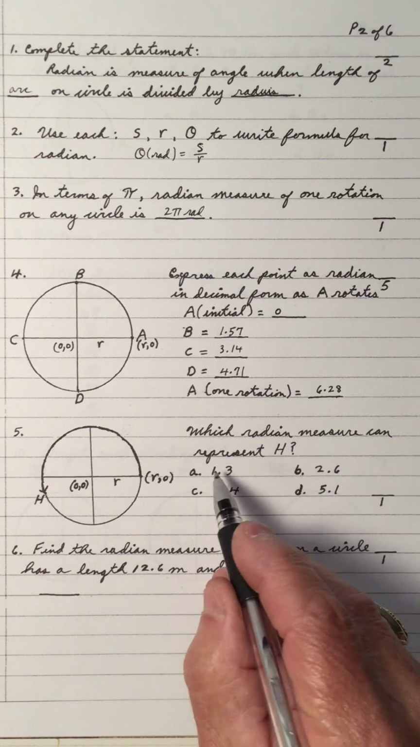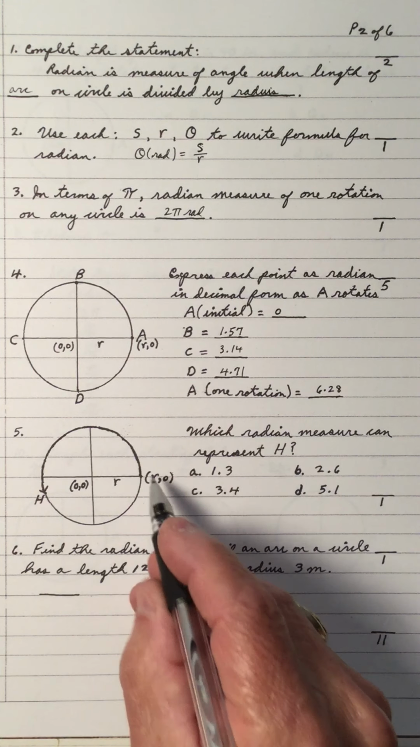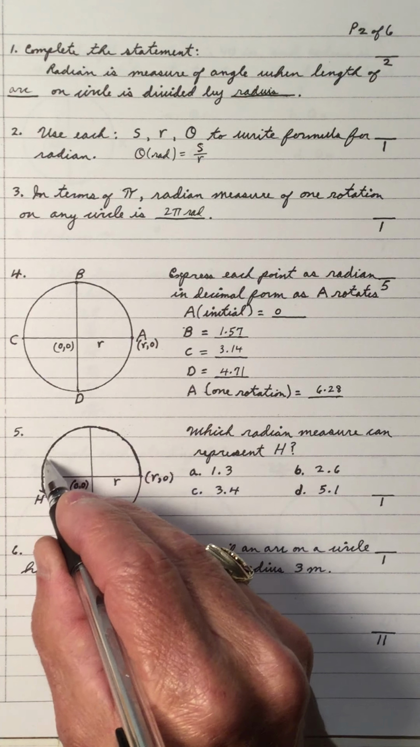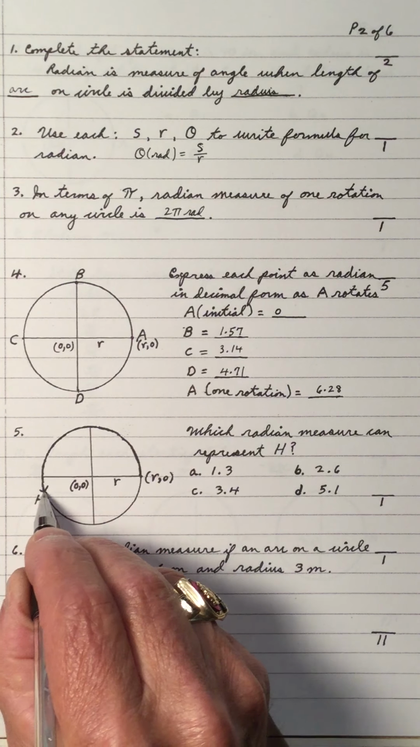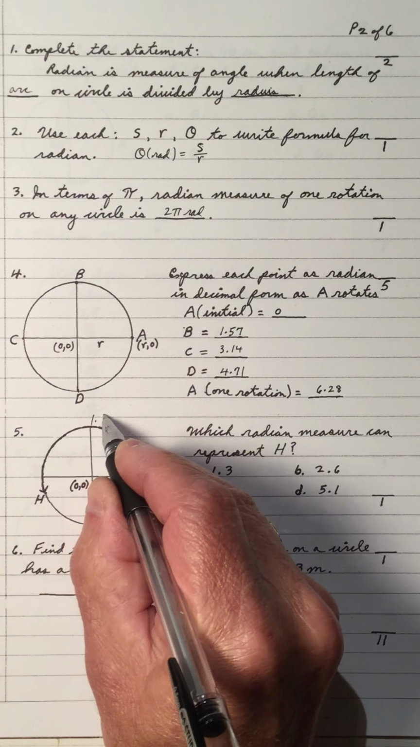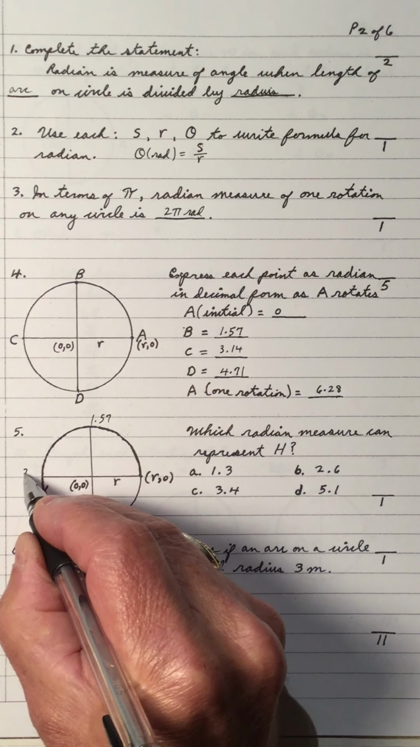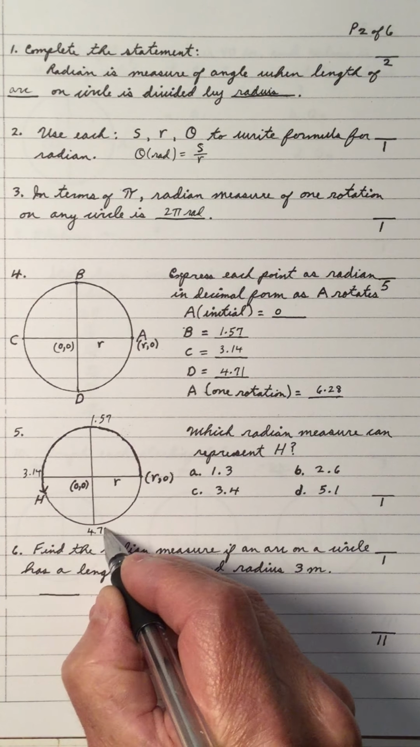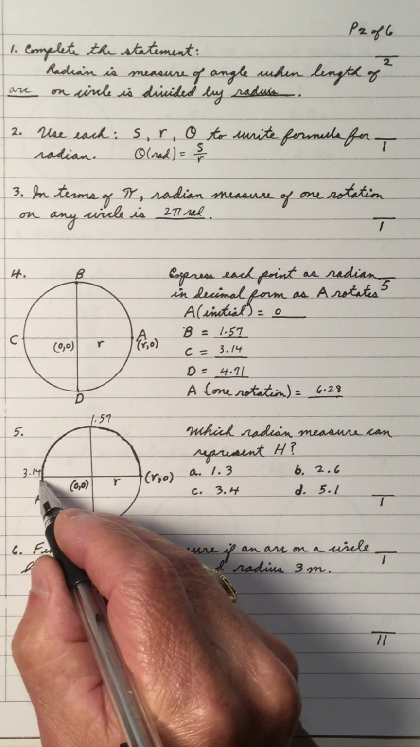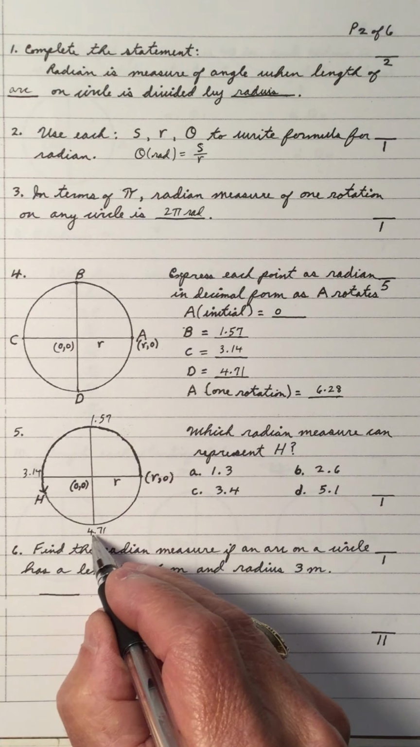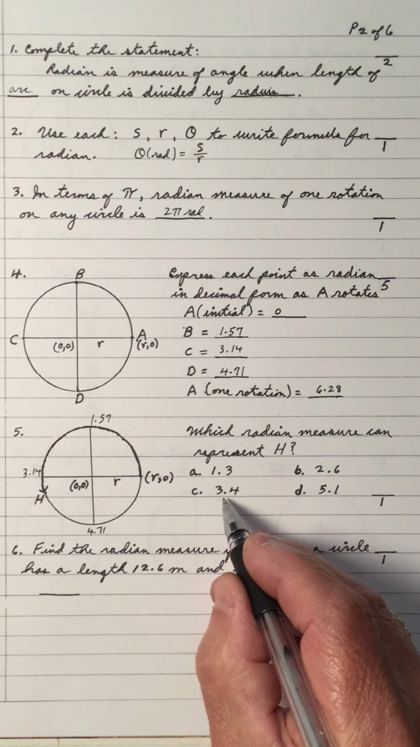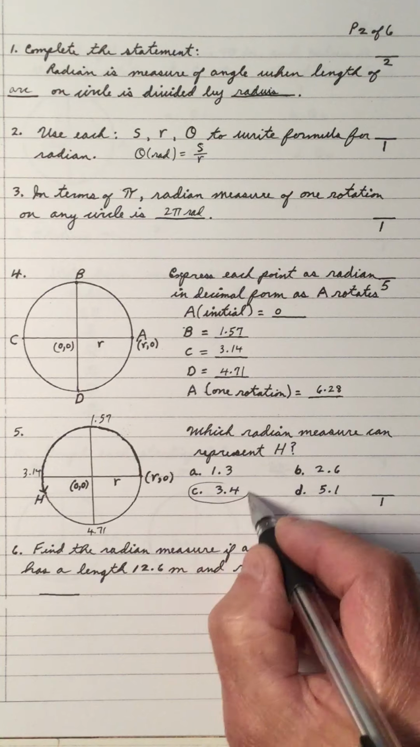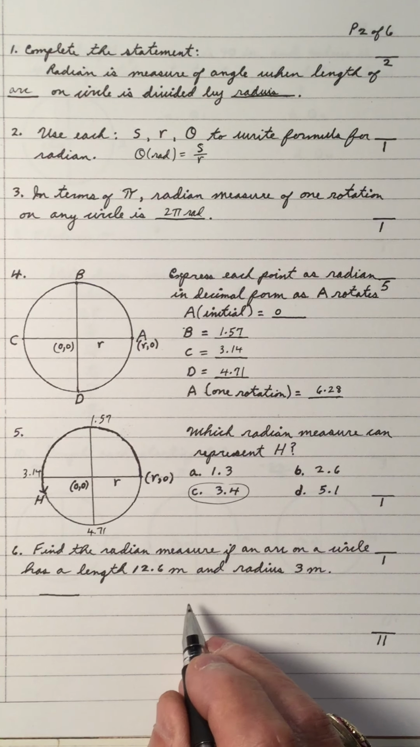Which radian measure can represent H? The radian measure H is the rotation that finishes here. And so this is 1.57, this is 3.14, this is 4.71. So H is between 3.14 and 4.71. So that would be C. Give yourself a mark if you have C.